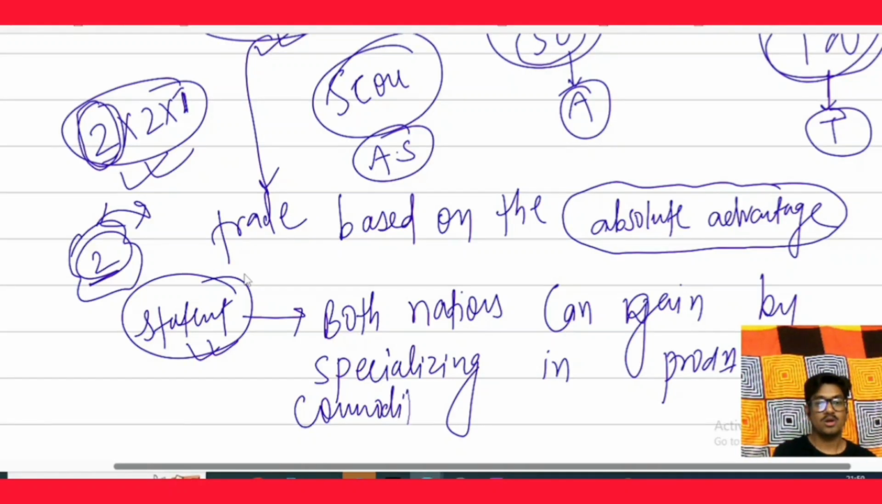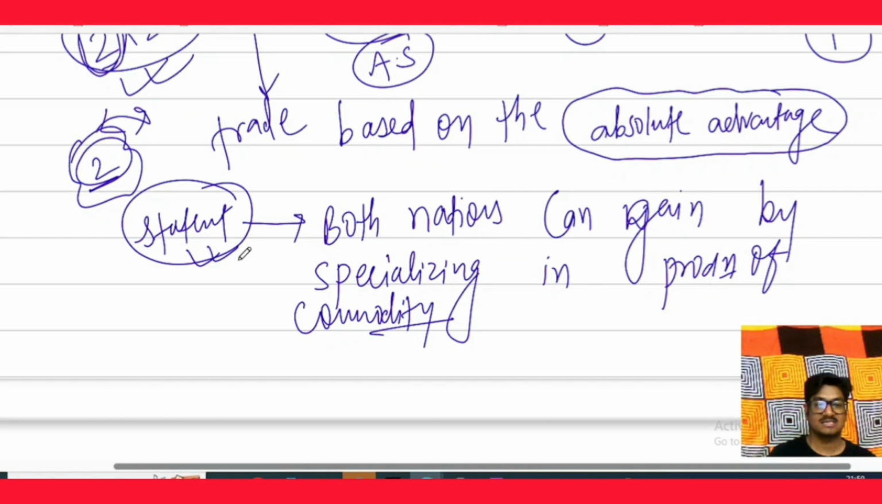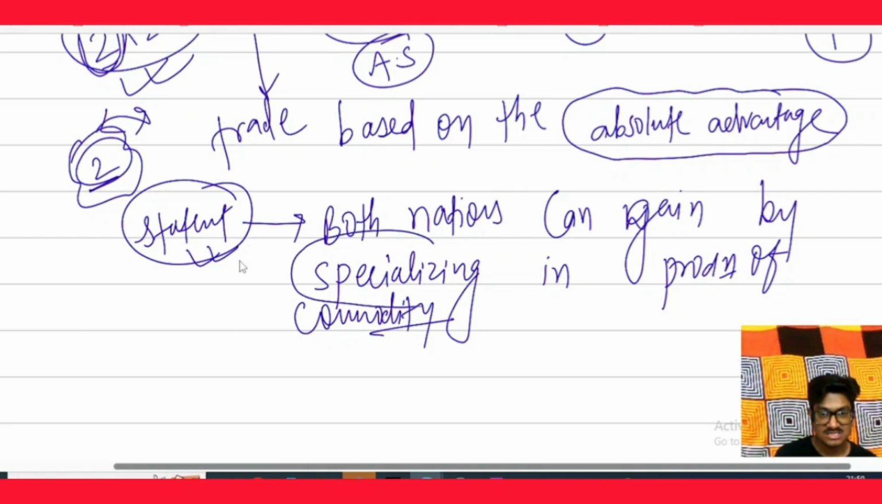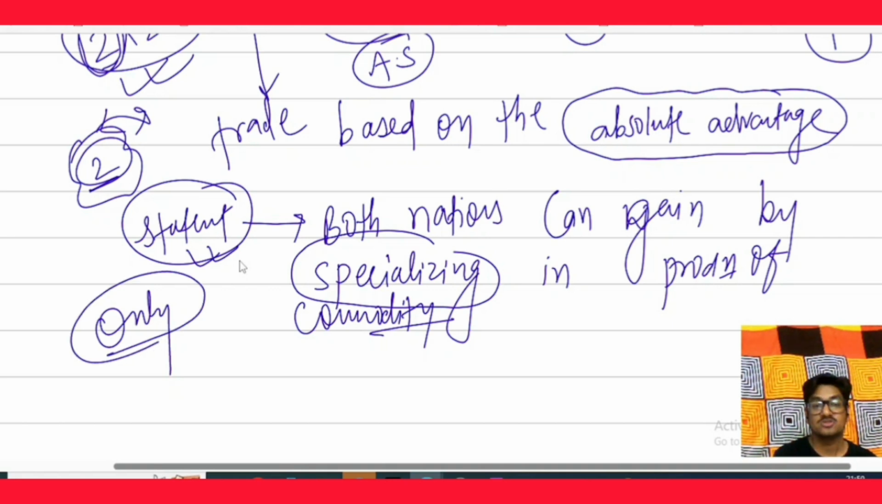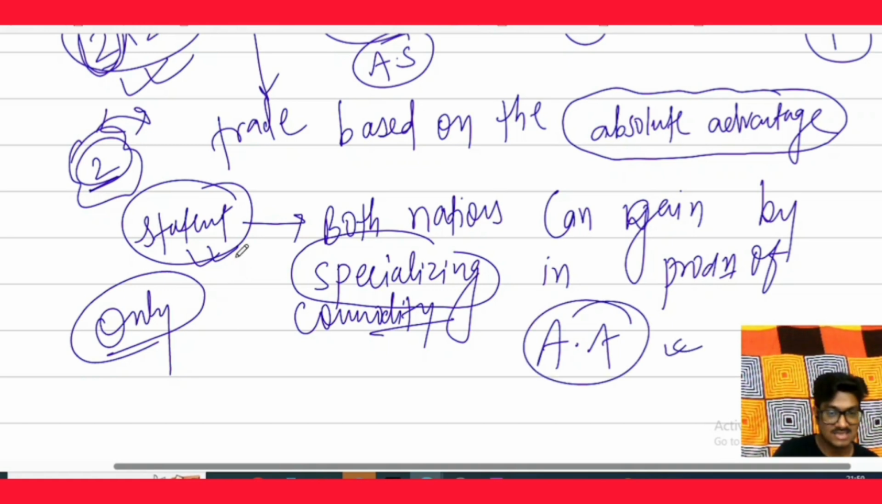Now the important thing is, which kind of commodity? Anyone? Both nations will gain in trade by specializing. Specialization means you will produce only that particular commodity in which you have absolute advantage, right?